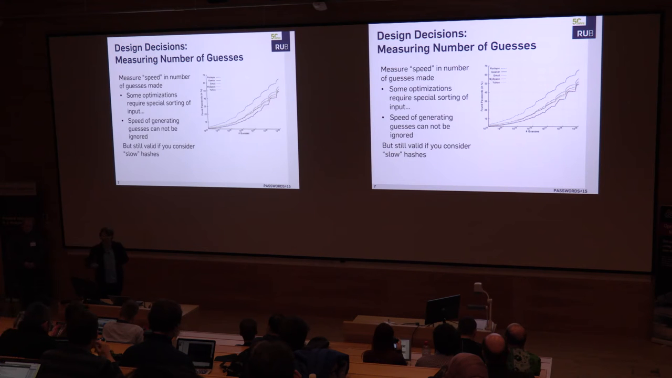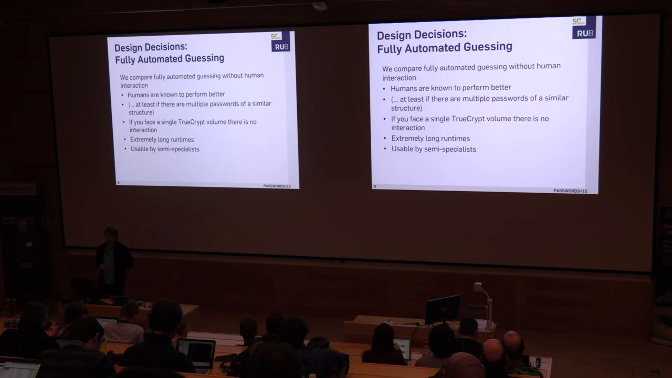So we are not capturing that by measuring only the number of guesses made. Also, we are ignoring the speed of actually generating the guesses. We are kind of implicitly assuming that our hashes are slow enough so that basically everybody else doesn't really matter. This is slightly exaggerating. Of course, we are still measuring how long the generating tools are running, but this is not our main concern. We are mainly concerned with the number of guesses made.